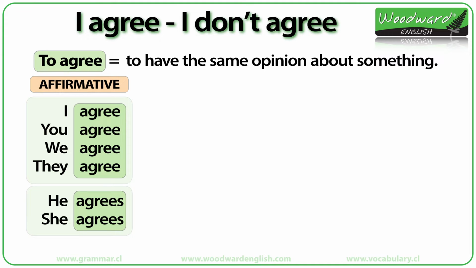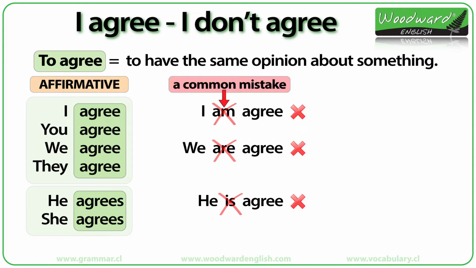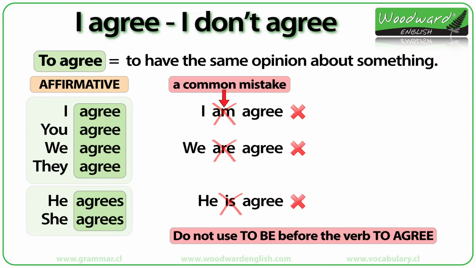Notice how we do not say, I am agree. This is not correct. We don't need am. We are agree. This is not correct. We don't need are. He is agree. This is not correct. We don't need is. This is a common mistake for people learning English, especially for speakers of Romance languages such as French, Italian, and Spanish. Do not use the verb to be before the verb to agree.